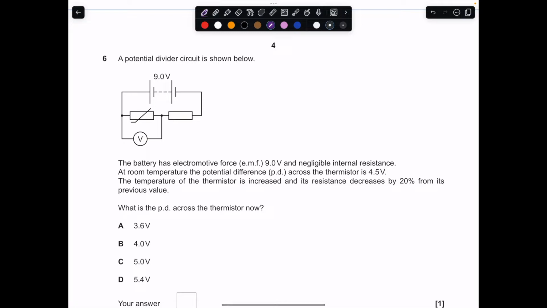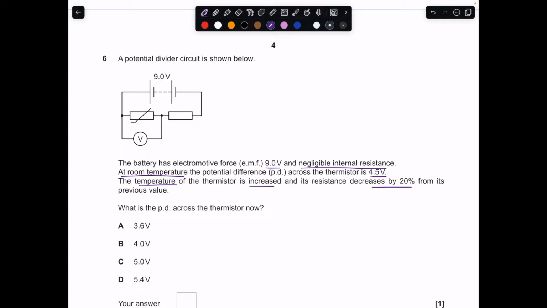Now here we are given a potential divider circuit. It says that the battery has an EMF of 9 volts and negligible internal resistance. At room temperature, the potential difference across the thermistor is 4.5 volts, and the temperature of the thermistor is increased, and its resistance decreases by 20% of its previous value. What is the potential difference across the thermistor now?